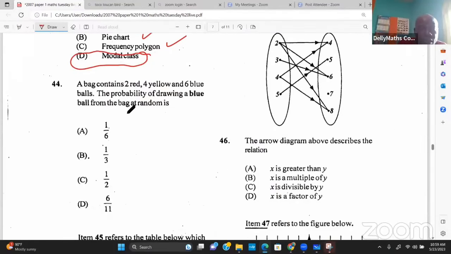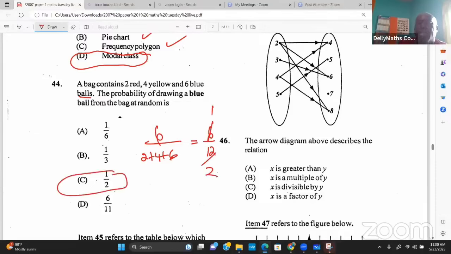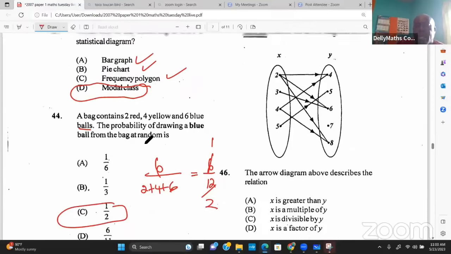44. 44 says a bag contains 2 red, 4 yellow, and 6 blue balls, right? The probability of drawing a blue ball is what? Probability is everything over the total. Our total is 12. Blue is 6. 6 out of 12 is not there, so we look to cancel, and we're seeing 1 over 2. It's a half. So 44 is a half.